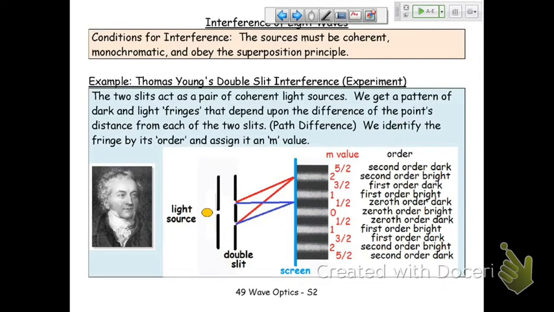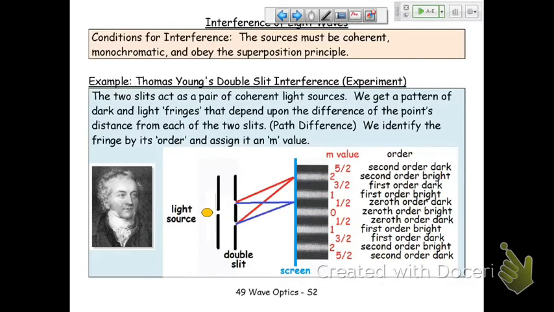Conditions for interference. The sources must be coherent. Coherent meaning they must be in phase with each other. So we're going to have two light sources. Sometimes we'll make one light source into two. Sometimes we'll have two light sources. But they must be coherent. It's easy to make speakers coherent. You just wire them up the right way. But light's not so easy because it comes as photons.